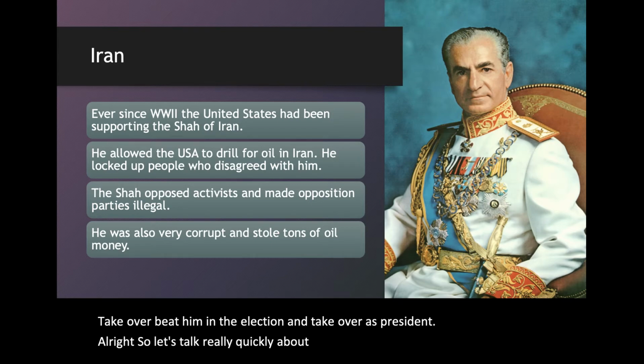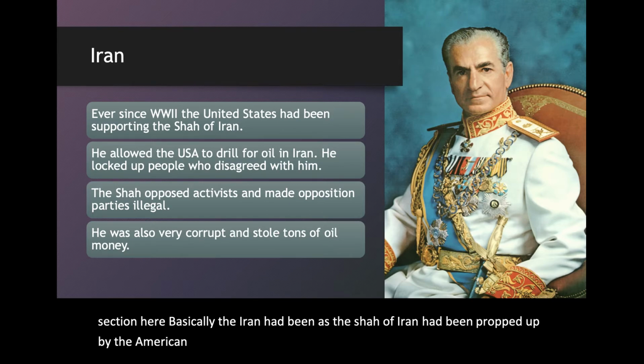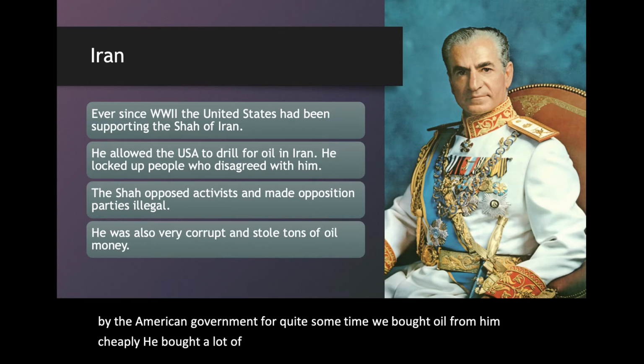We're not going to cover this whole section here. Basically, the Shah of Iran had been propped up by the American government for quite some time. We bought oil from him cheaply. He bought a lot of military weapons from us. So it was a win-win scenario for both parties.